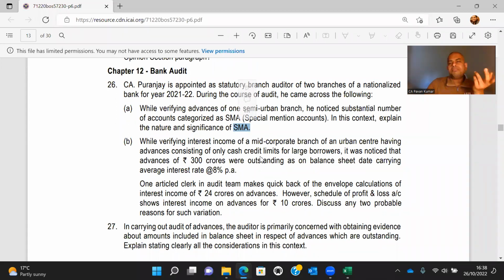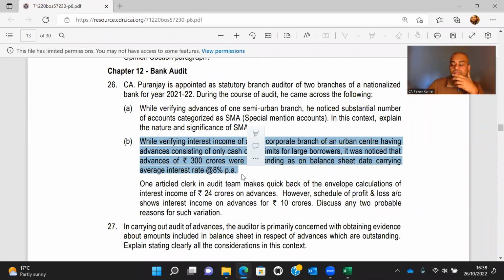Explain the nature and significance. Simple. It is to prevent future NPAs. That's all. There is no great answer in that. Now read B part. Nazia, read B part, please.